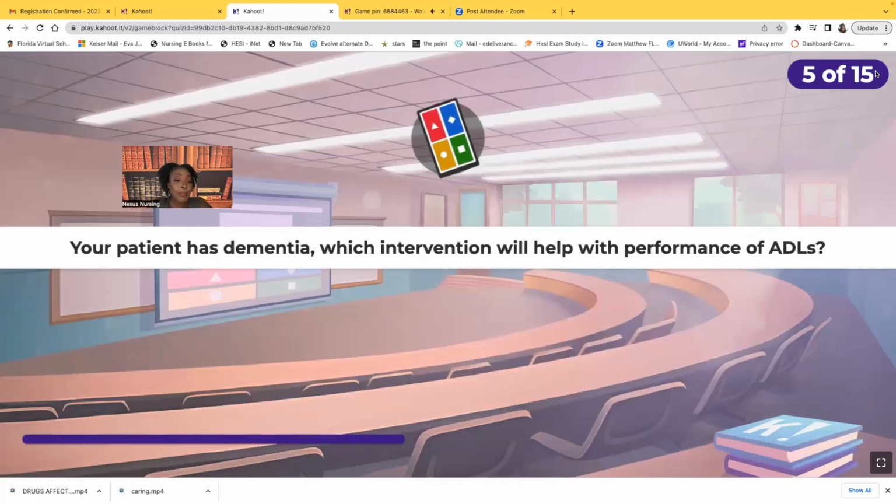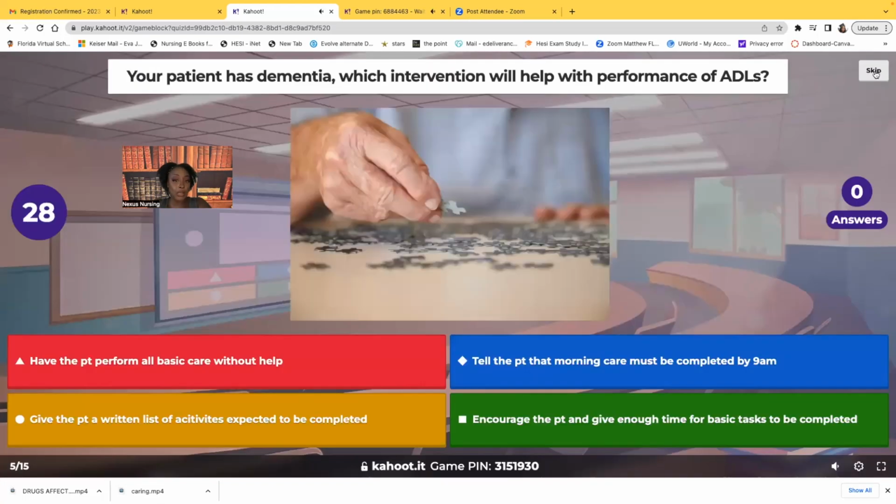Your patient has dementia. Which intervention will help performance of ADLs? Is it have the patient perform all basic care without help? Tell the patient that morning care must be completed by 9 a.m. Give the patient a written list of activities that are expected to be completed, or encourage the patient and give them enough time for basic tasks to be completed.